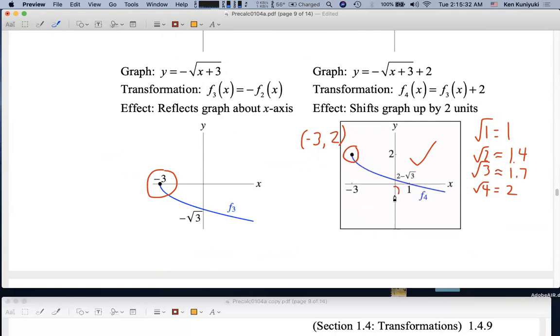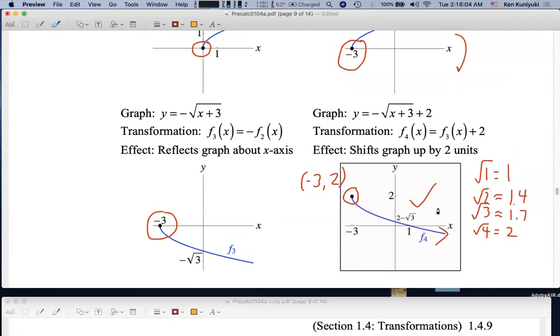If you plug in x equals 0, then you can figure out that the y-intercept is at 2 minus root 3, which turns out to be slightly positive. I'll leave it to you to find out why the x-intercept is at 1, 0. Okay, anyway, so we get this hook graph that starts at -3, 2 and arcs downward. It extends on forever and ever.